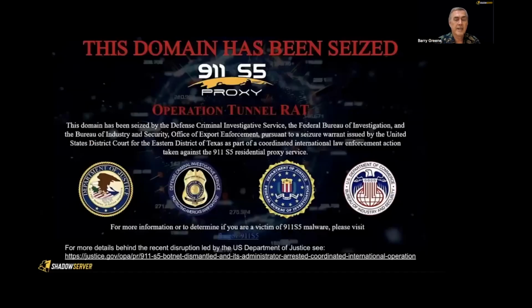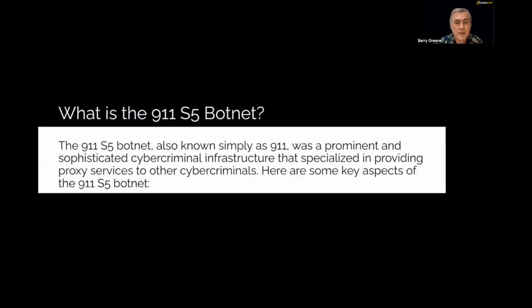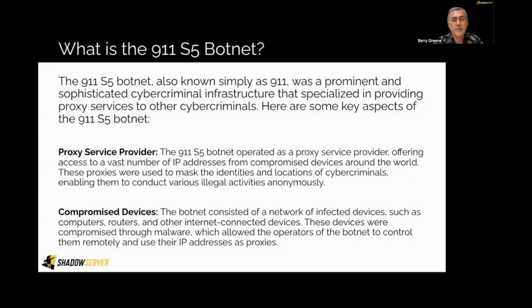So in this particular case, a joint law enforcement operation led by the FBI in the United States and many other organizations. Here, this is a cut and paste off of the US government site, but there are a lot of different law enforcement organizations. Singapore actually went after the bad guy of the 911 S5 proxy system, right? They put together an operation called Operation Tunnel Rat. And essentially this was a VPN system that was set up.